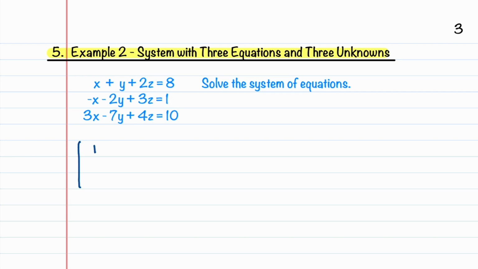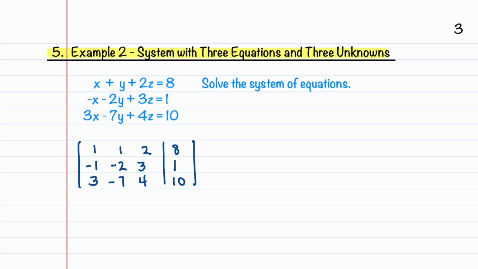This becomes 1, 1, 2. We'll draw an artificial line, and then we have an 8. We have a minus 1, minus 2, 3, and 1. And then we have a 3, a minus 7, a 4, and a 10. I always tell my students at this point, check your work. It's so easy to make a mistake by just miscopying the matrix.